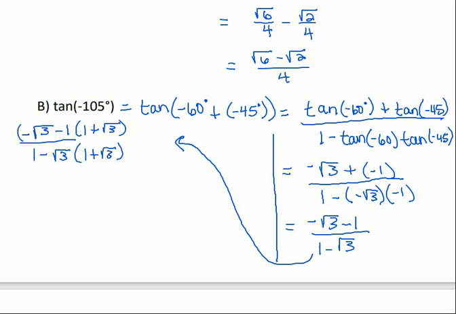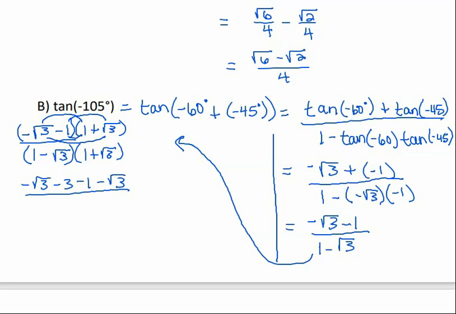Okay, so if I do that, these are binomials. That would give me a negative square root 3. These two right here, that's negative square root of 3. Negative square root of 3 times positive square root of 3 would give me a negative 3. Negative 1 times 1 is minus 1. And then that would be a negative square root 3.